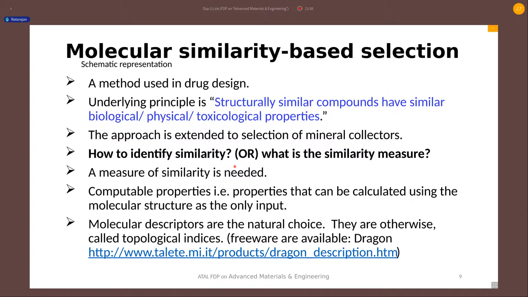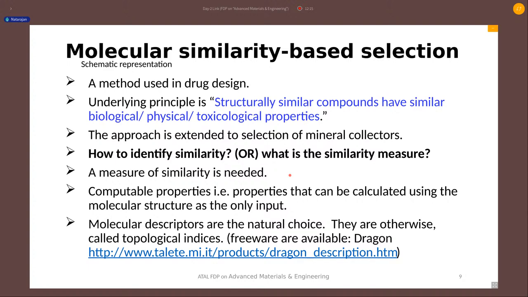We say structurally similar compounds have similar properties. How do you identify similarity? Because similarity has to be identified. Similarity is like beauty. Beauty is in the eye of the beholder. Therefore, how do you identify similarity? It cannot be a subjective element. It has to be very objective. So a measure of similarity is needed here.